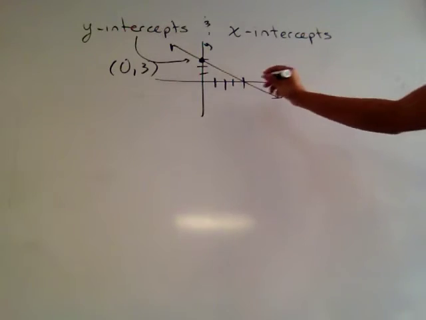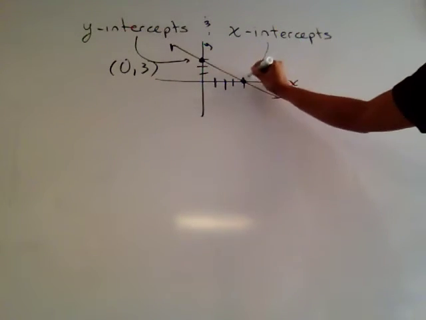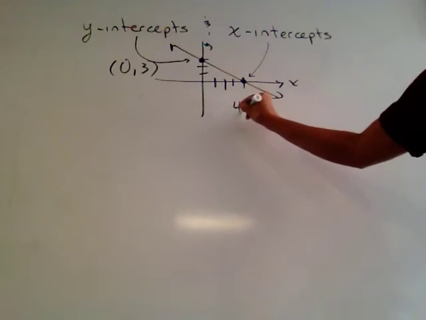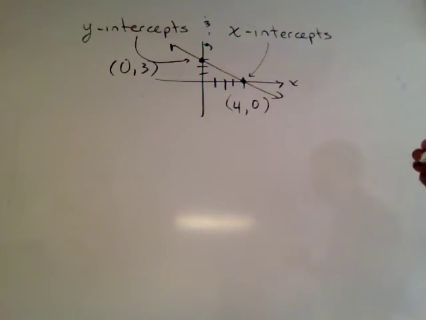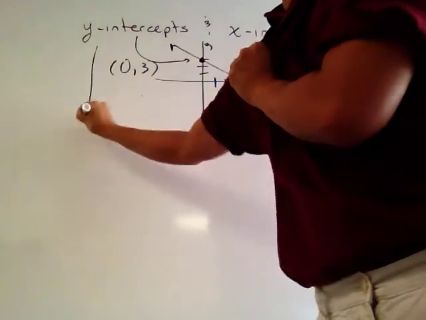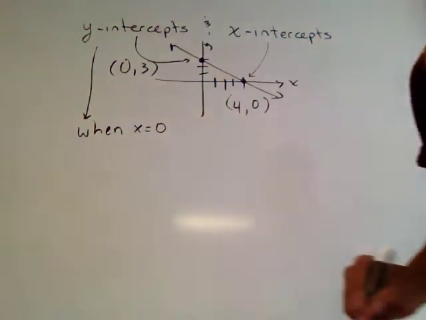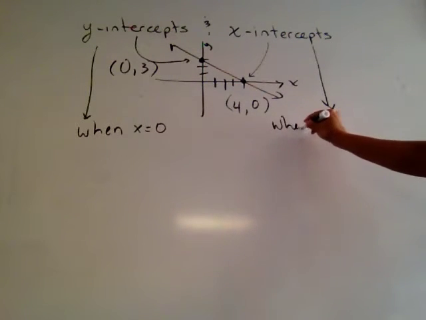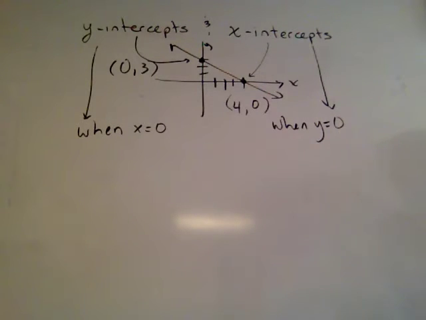Okay, for an x-intercept, it's where my line crosses the x-axis. So in this case, it would be right here. This is the point for (?, 0), and it's the case when y is equal to 0. So the one way I'm going to remember it for y-intercepts, it's when x is equal to 0. It's the y value when x is equal to 0. And for x-intercepts, it's the value of x when y is equal to 0.